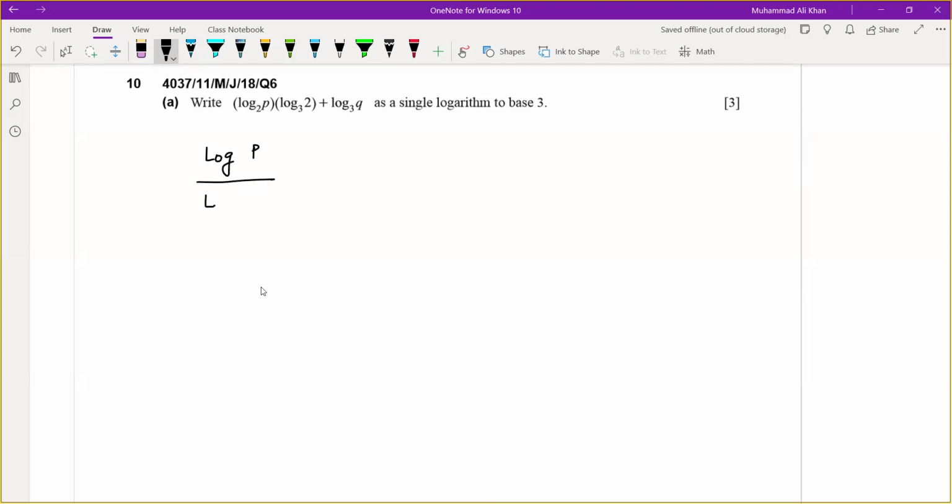I am writing it as log p divided by log 2. According to the rule of log, if we have log ab, then we are allowed to write it like log b divided by log a. We can write any base from our side. This is called change of base of log. So I am just writing 3 here. I am changing the base of the first log 2p as 3, multiplied by log 3 2 plus log 3 q.